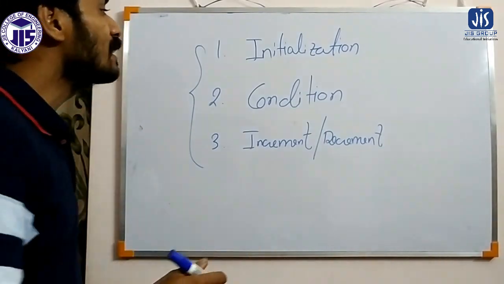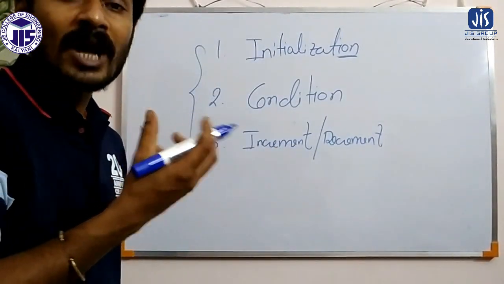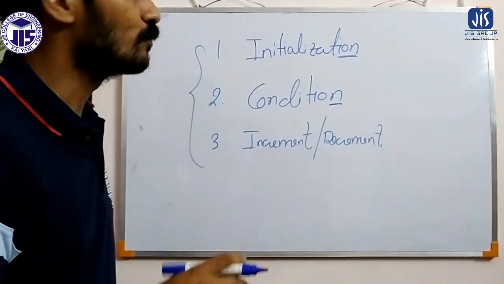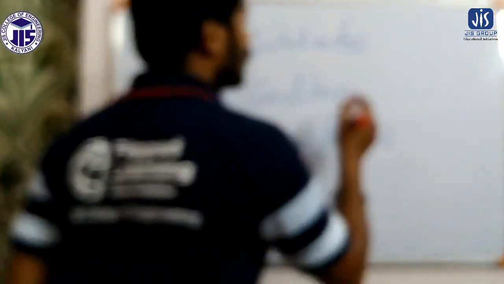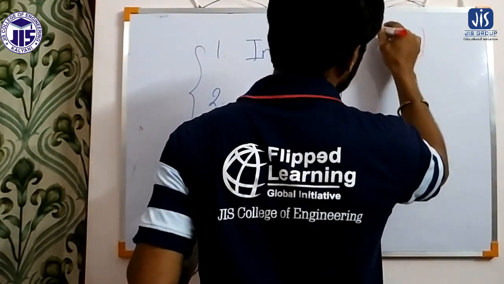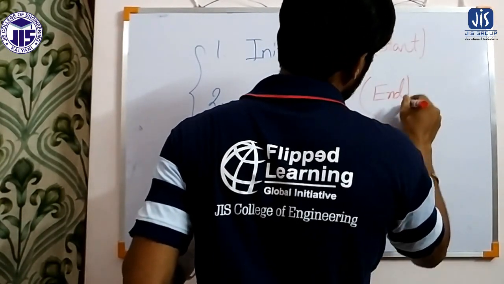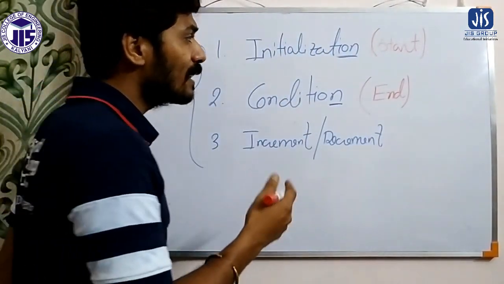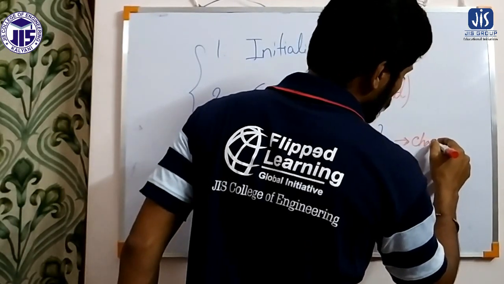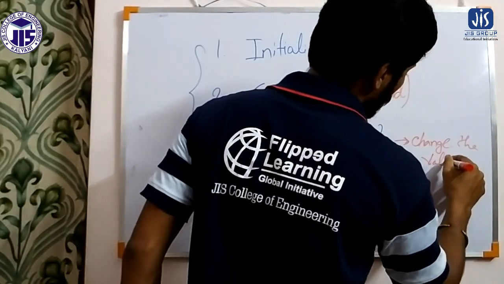So this initialization is basically giving us the starting point of the count, and the condition is basically giving the ending point of the count. So through initialization we get the start of the counting, and through condition we get the end. And increment, decrement is basically to change the value.